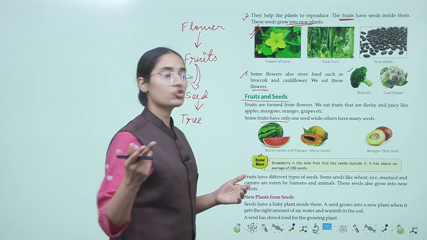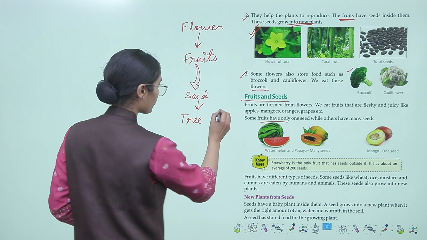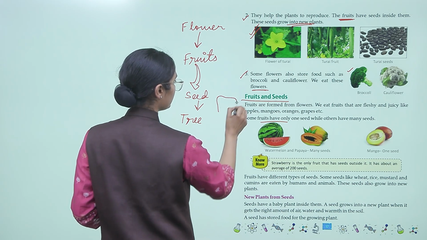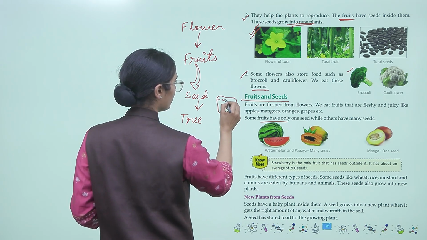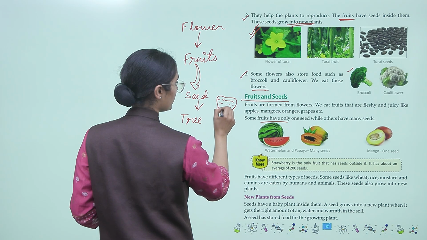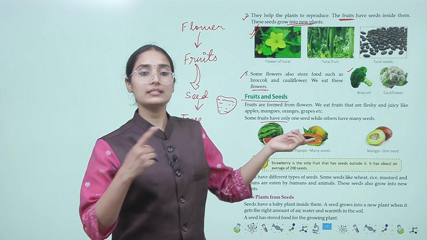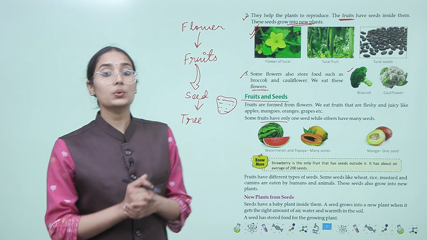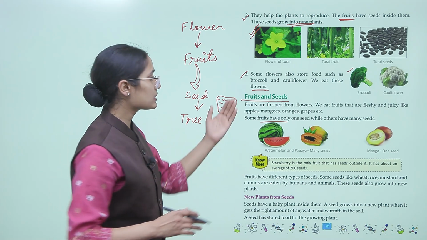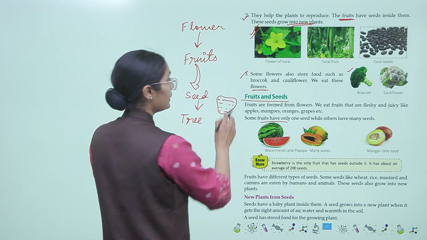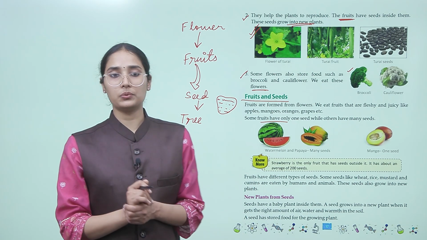Have you ever seen a strawberry? It looks something like this, right? And it has small things over it. What are those? Those are basically the seeds of the strawberry, right? So it is the only fruit that bears seeds outside and not inside the fruit, right?